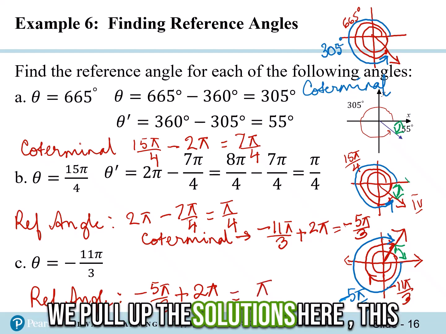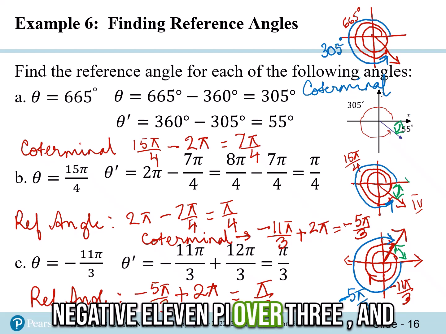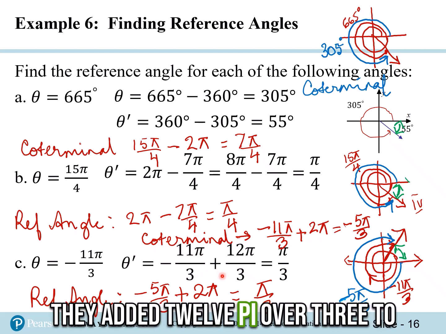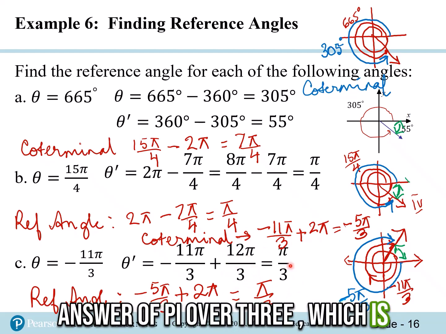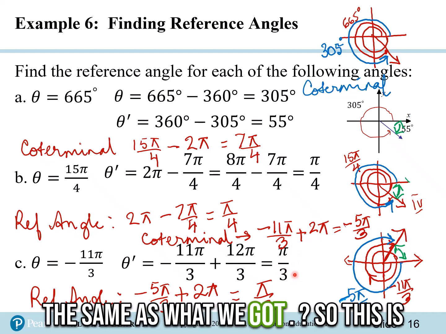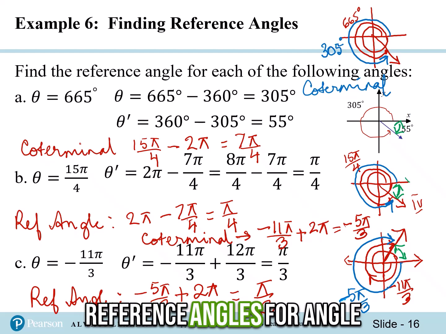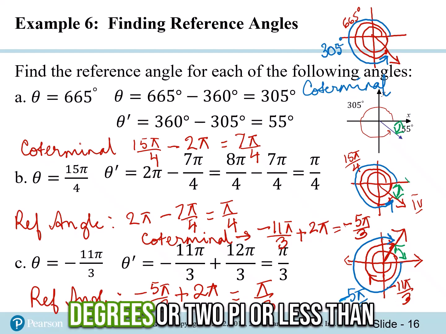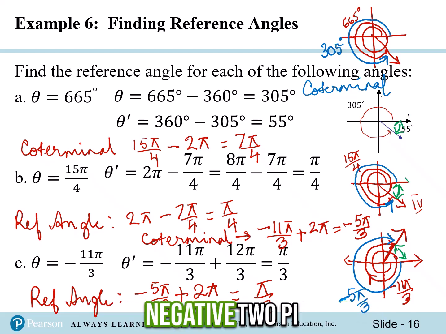Once we pull up the solutions here, this is what it looks like. They took the negative 11 pi over 3 and they did a little bit differently. They added 12 pi over 3 to it, which is 4 pi, and they got an answer of pi over 3, which is the same as what we got. So this is how we can go about finding the reference angles for angle measures greater than 360 degrees or 2 pi or less than negative 360 degrees or negative 2 pi.